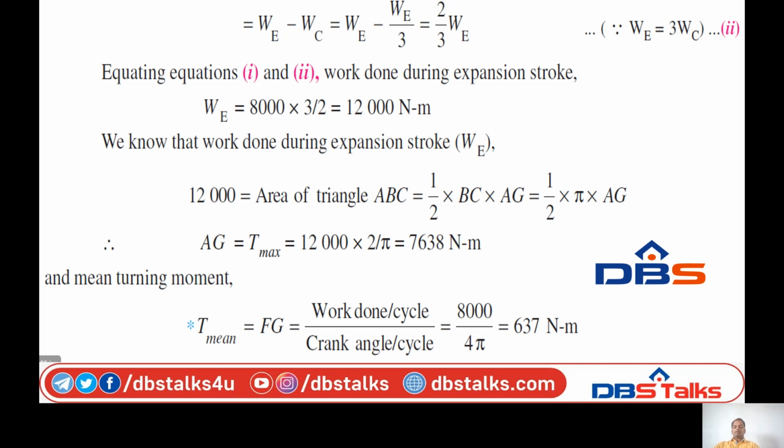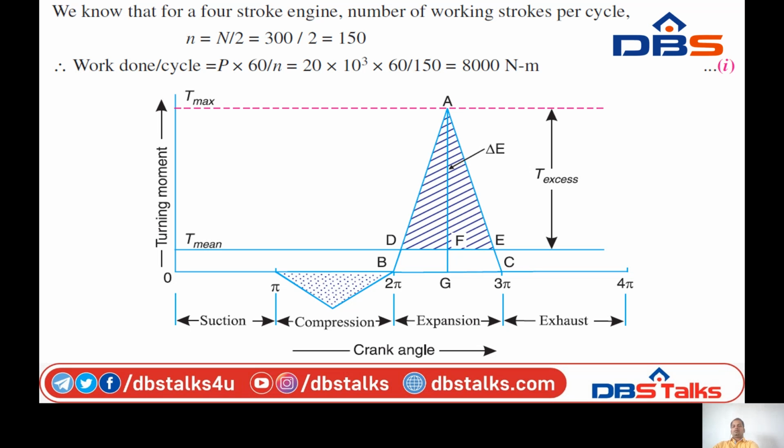So in the mean turning moment diagram, we need to calculate T mean. How much is T mean? T mean is FG, the work done per cycle divided by the crank angle per cycle, that is 8000 by 4 pi. The total crank angle is 4 pi, so the total work done is 8000 by 4 pi. That is 630.